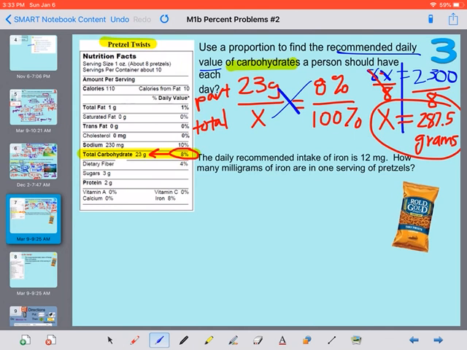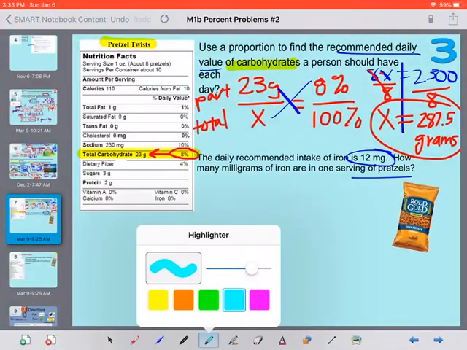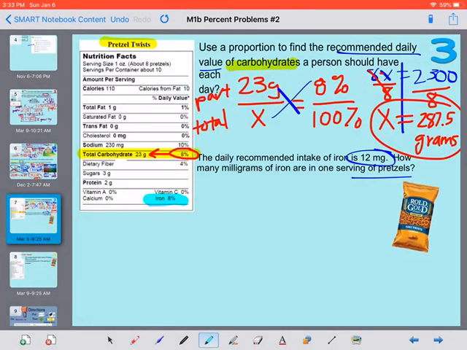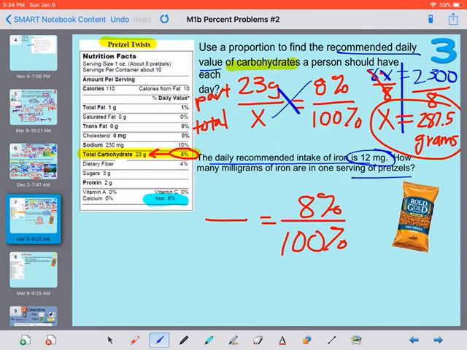All right, next question. It says the daily recommended intake of iron is 12 milligrams. How many milligrams of iron are in one serving of pretzels? So let's look at iron, way down here at the bottom. So we're setting up our proportion. We know the iron is giving us 8% of our total 100% that we need in a day. And it tells us the daily recommended intake. So in one day, you should get 12 milligrams of iron. So that's the total. We want to know what part are we getting from the pretzels? What is that 8%? How many milligrams is that?